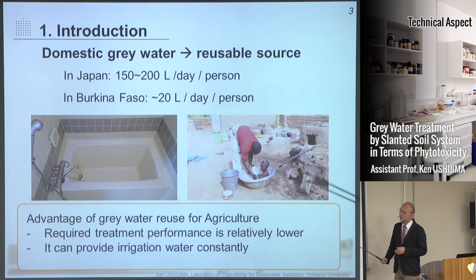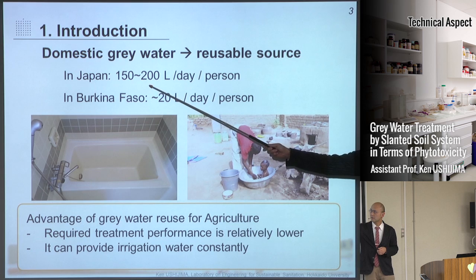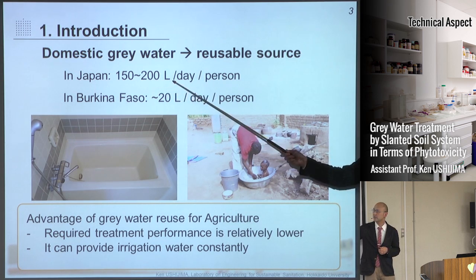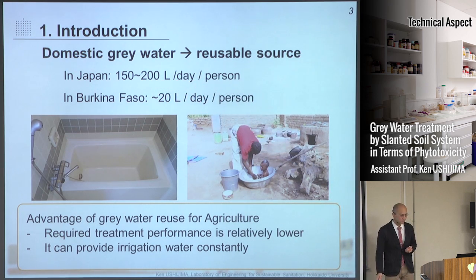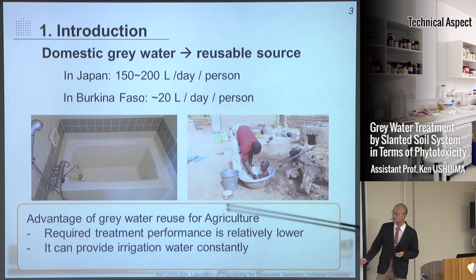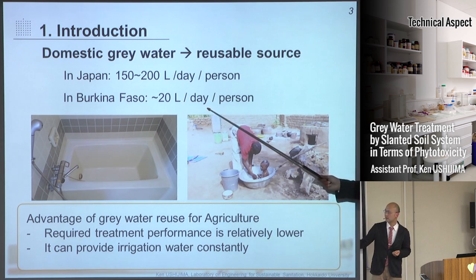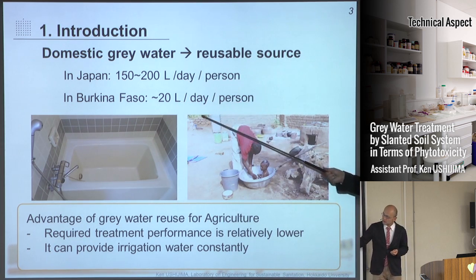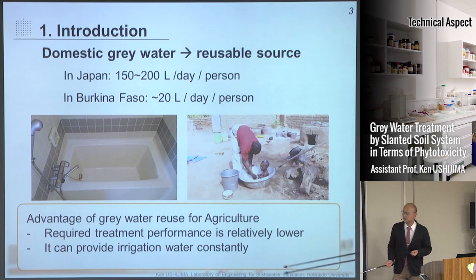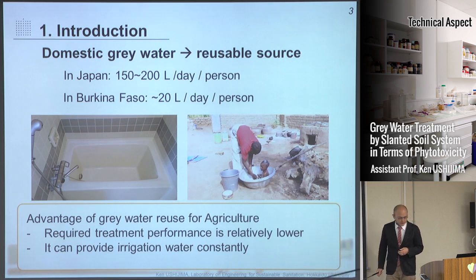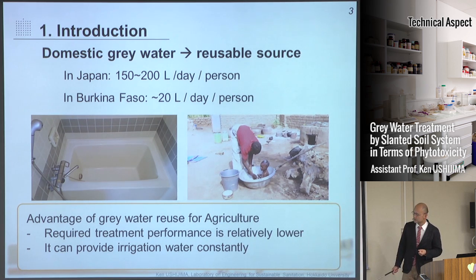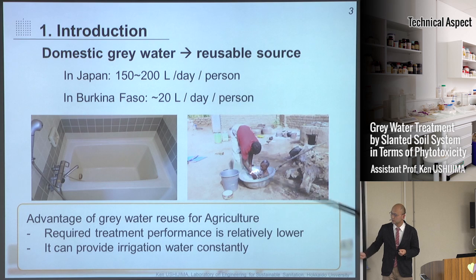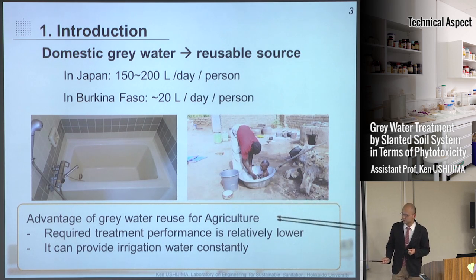For example, in Japan, we use 150 to 200 liters per day per person and discharge it as gray water. Even in Burkina Faso, where it's a very dry condition, they use 20 liters per day per person. So this large amount becomes a big advantage. In this study, we are considering using this gray water in agriculture.